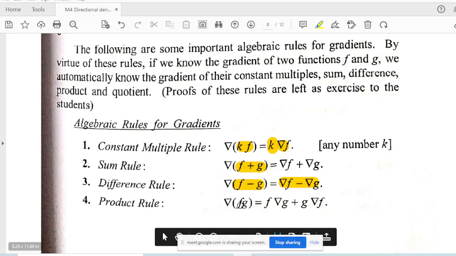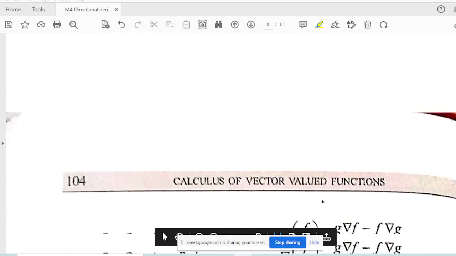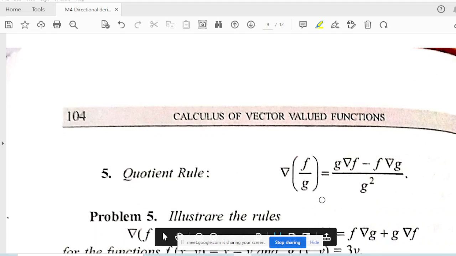Similarly, product rule: del of f into g. If it is the product of two functions, it is f into del g plus g into del f. Another is the quotient rule. Quotient rule means del of f by g equals g into del f minus f into del g, by g square.